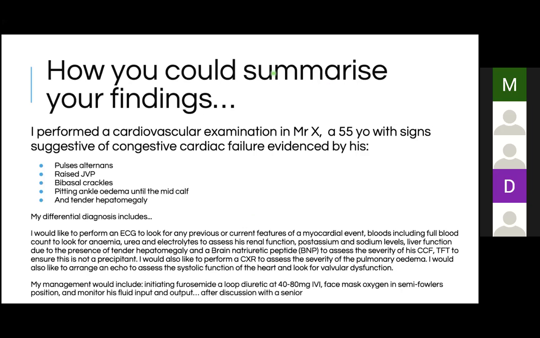The pulse can have varying pressures when you feel it, so varying intensity of the pulse as you feel it. And then a raised JVP, bibasal crackles, pitting ankle edema until the mid-calf, and tender hepatomegaly. Sorry, I don't think I mentioned that on the previous slide, but something you should also examine is the liver if you think that this patient has CCF.